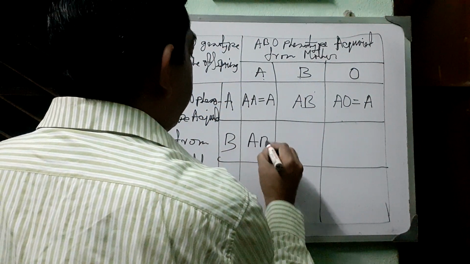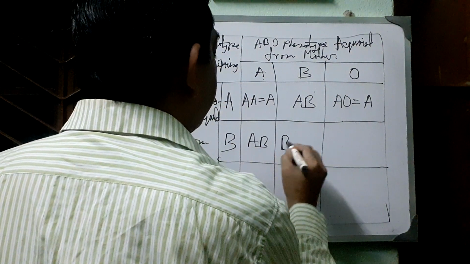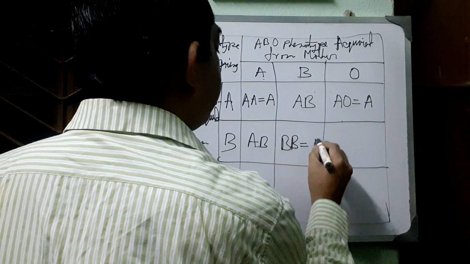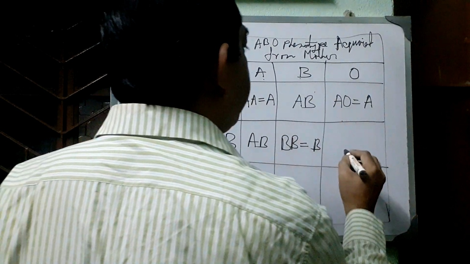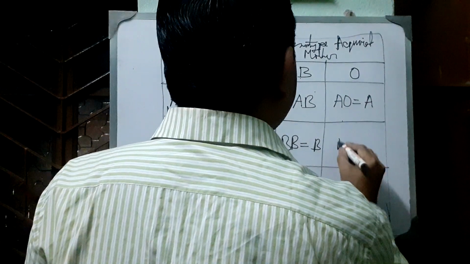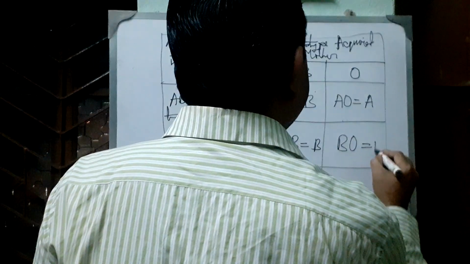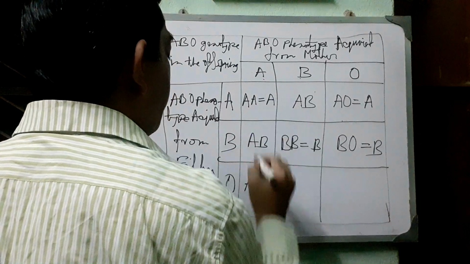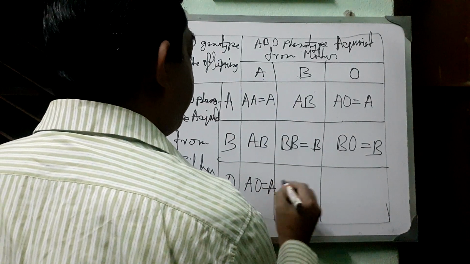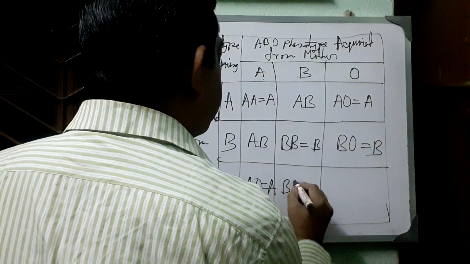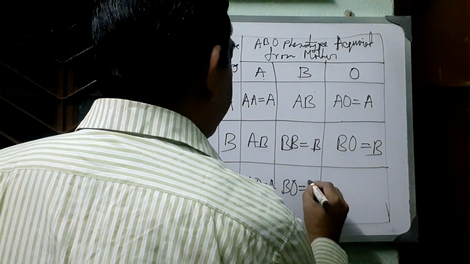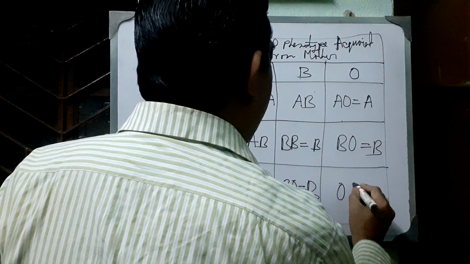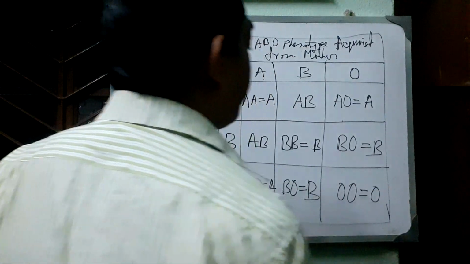AB means AB phenotype. BB means phenotype B. Genotype BB means phenotype B, and BO means B. And AO means A phenotype. BO means B phenotype, and OO means O phenotype.